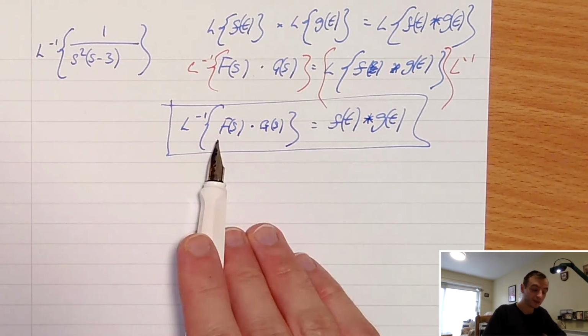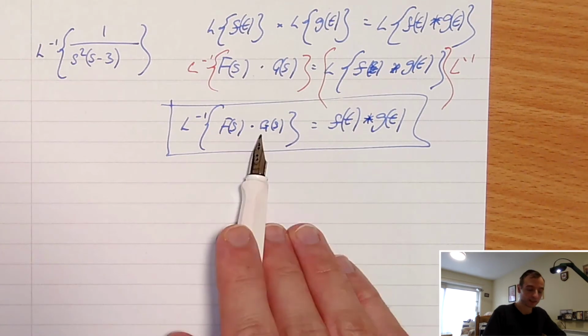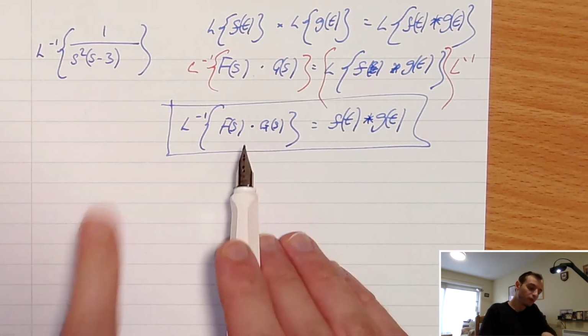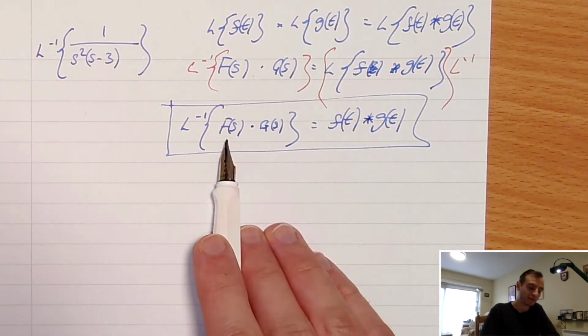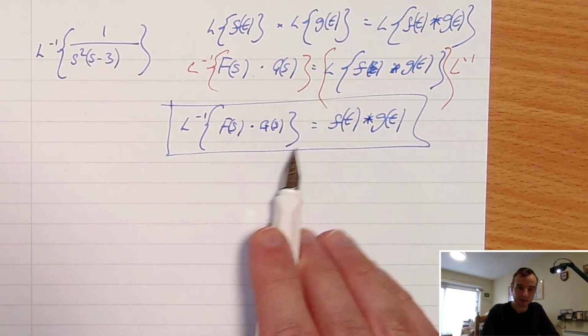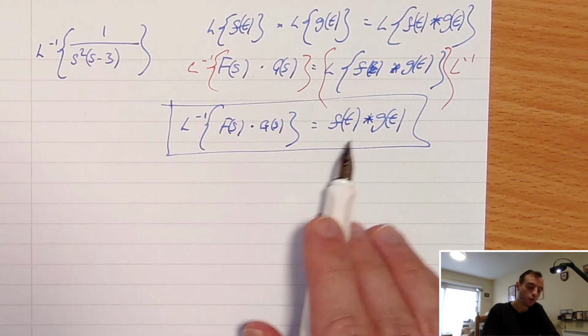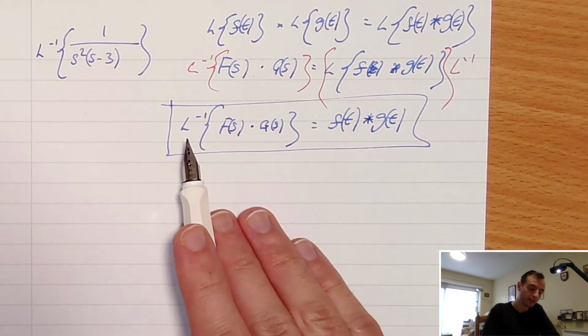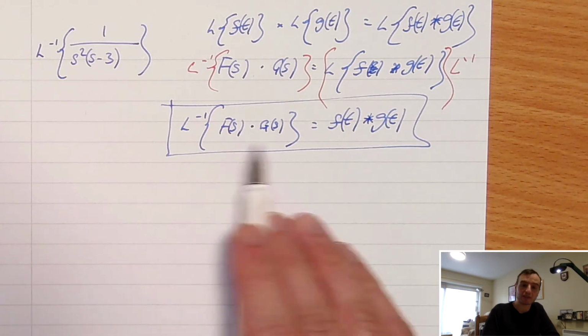because what we can do is say that any product, one factor is F(s), and the other factor we can call G(s). Then if we find the inverse Laplace transform of F(s), which is f(t), and the inverse Laplace transform of G(s), g(t), we convolve f(t) and g(t), and we'll get the inverse Laplace transform of those two products, of F(s) and G(s).